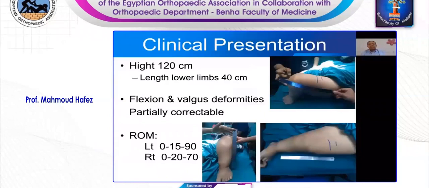On presentation, her height was 120 centimeters, and the length of the whole lower limb, thigh and leg, was only 40 centimeters. We know from anatomy that the femur alone is about 50 centimeters. So here is 40 centimeters for femur, tibia and foot. She had flexion contracture. She also had valgus deformities, more on the right side. This was partially correctable. Her range of motion was 15 to 90 on the left and 20 to 70 on the right. So apart from the stiffness, she also had a flexion deformity up to 20 degrees.